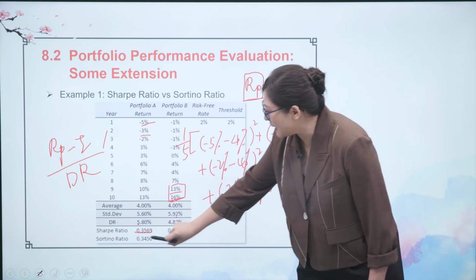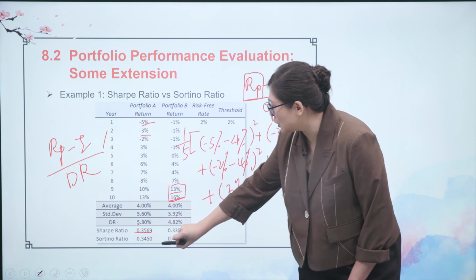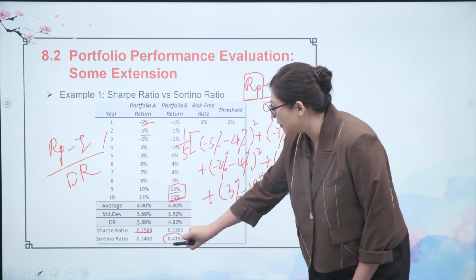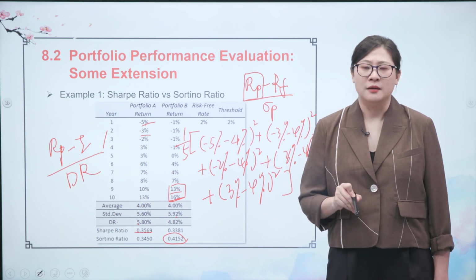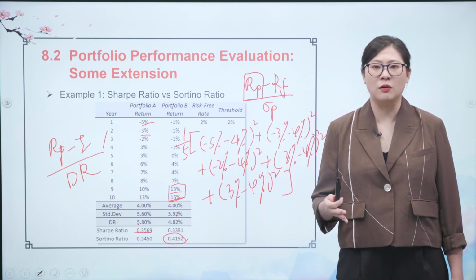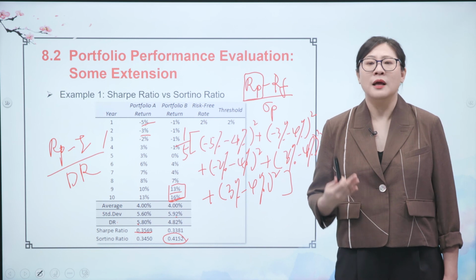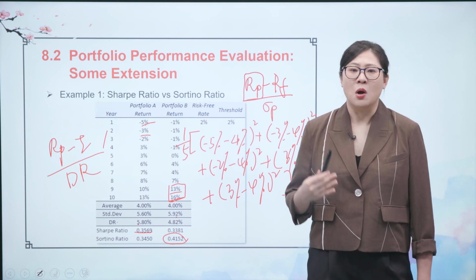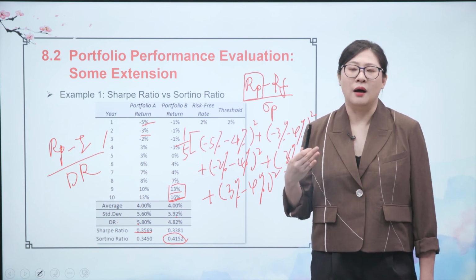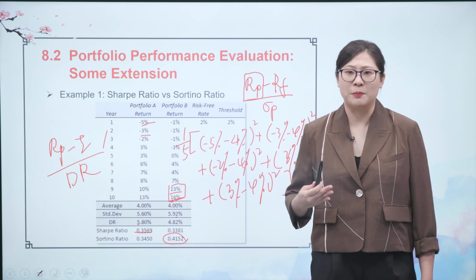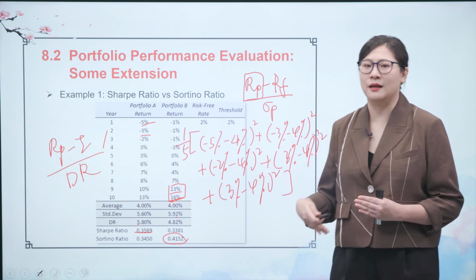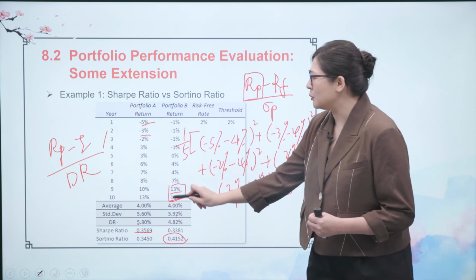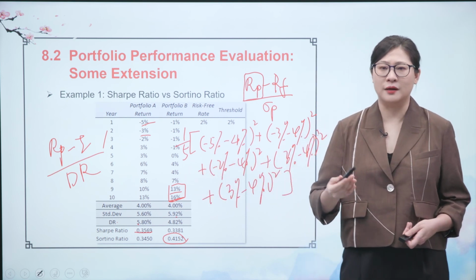So based on the Sortino ratio, we have portfolio B being much better than portfolio A. So this is the case to show you why we want to consider the downside risk, and why the Sortino ratio is more useful than the Sharpe ratio if we have lots of large volatility and large returns. This large return is not bad for the investor.